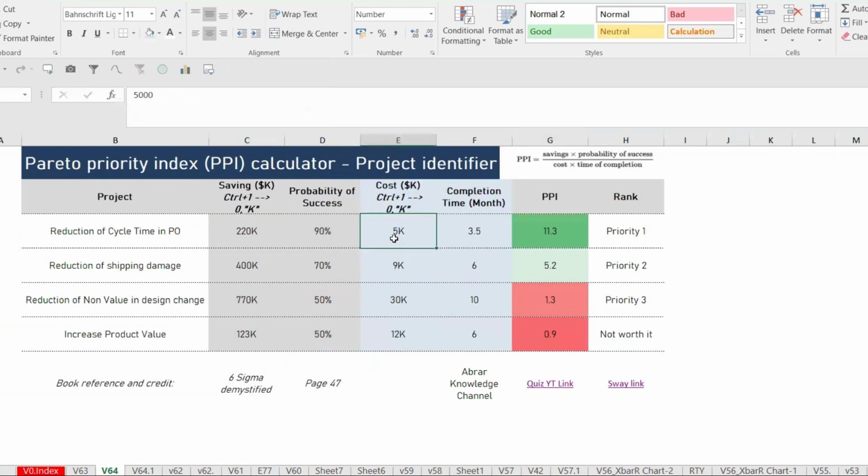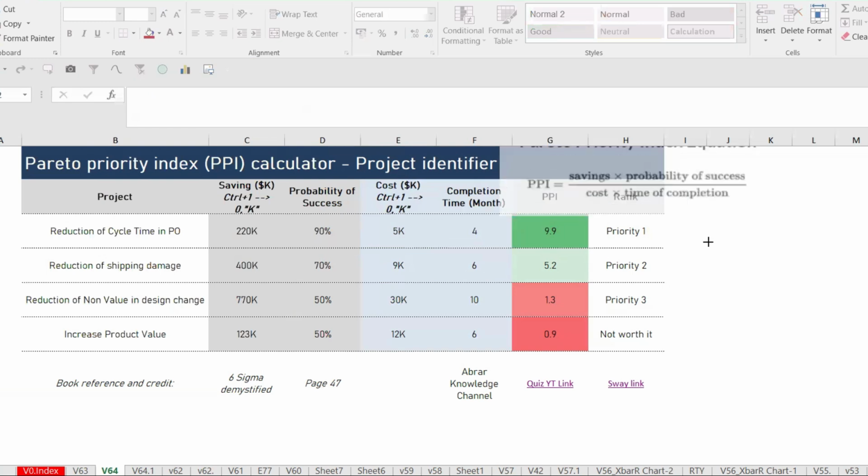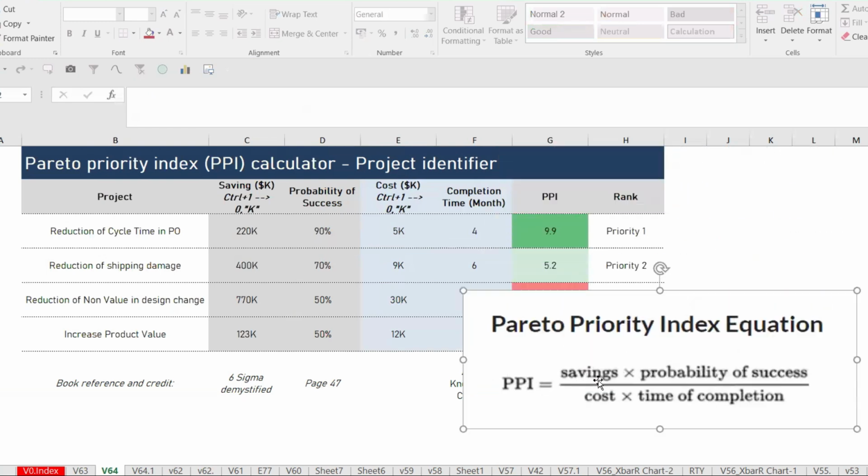And then cost, how much investment we are going to make, 5K. And the completion time is, let's say, 3.5 months or 4 months, let's say 4 months, right? So that's the reason, if you look at this formula, these two are basically inversely proportional, right? If I increase the time of completion, what will happen? The PPA will come down.